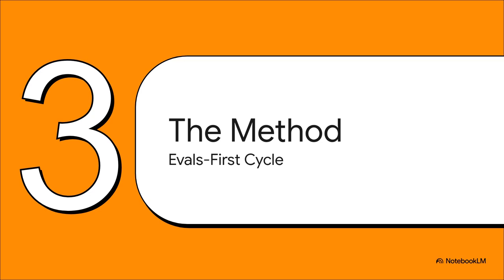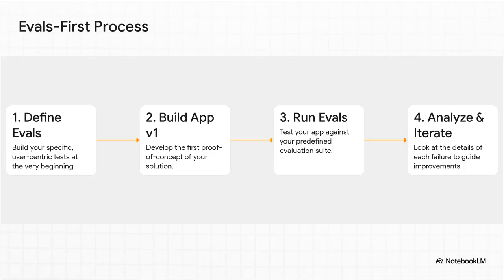So, this whole philosophy leads to a new way of working, a really practical and powerful development cycle. It's called the evals first process. Let me walk you through how it works. So here's the flow, and it's totally backwards from how we normally do things. Instead of testing at the end, you build your evaluations right at the very beginning. Before you even touch the app in a serious way, you define what success looks like. This becomes your safety net for the entire project.